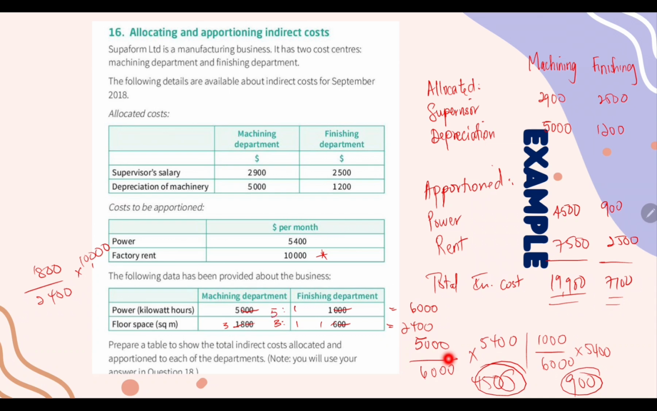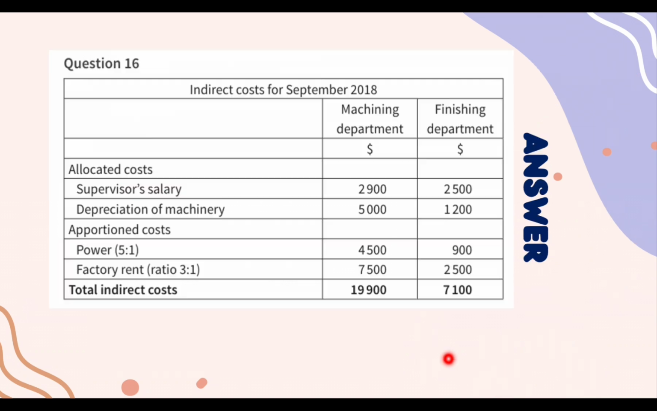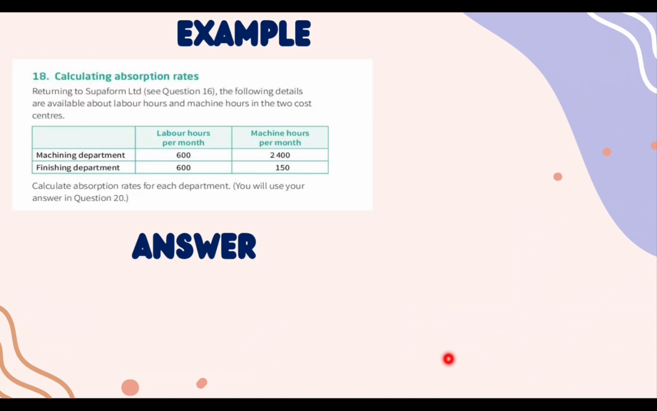Because not everything can be reduced like this, some might be more challenging. We'll do whichever is easier for you. So we have this. This is just for question 16. So let's look at question 18. The answer is right on this page.